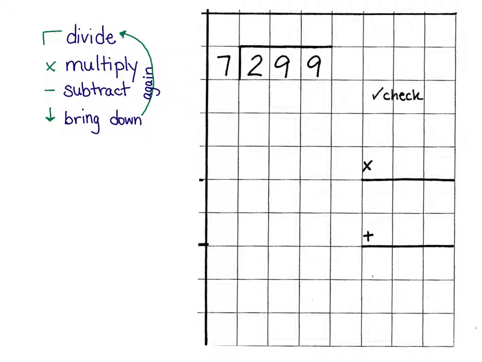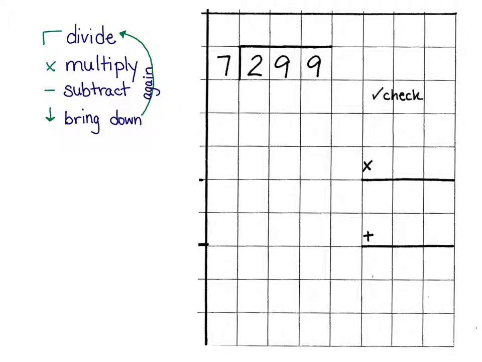All right, our last problem is 299 divided by 7. So first we need to divide. If we have 2, can we divide it into 7 parts? No. So we need to make it 29. Let's divide 29 into 7 parts.